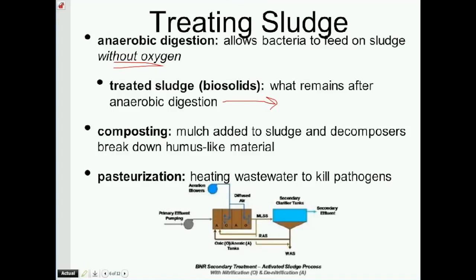They can compost it. They can add mulch to the sludge. And in some places, they will actually sell that mulch, that composted stuff, for people to put in their gardens. So you're buying people's poop and stuff, not in raw poop form, but that's kind of what you're doing.